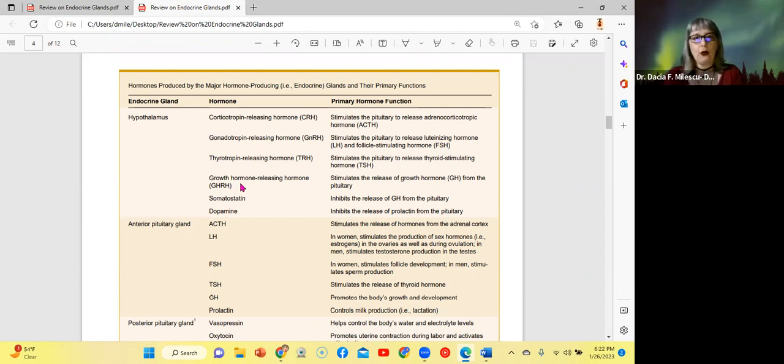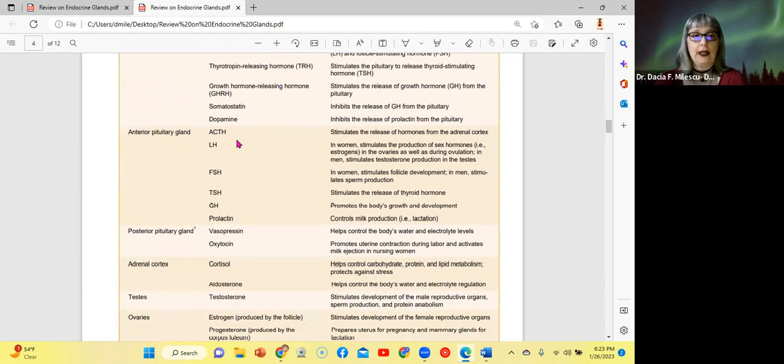So to stop growth hormone, we have somatostatin. Where else did we talk about somatostatin? The delta cells in the islets of Langerhans of the pancreas. Yes. Okay. And then least talked about is dopamine. Dopamine is released by the hypothalamus, and although it's also the happy hormone, it also happens to inhibit the release of prolactin from the pituitary.